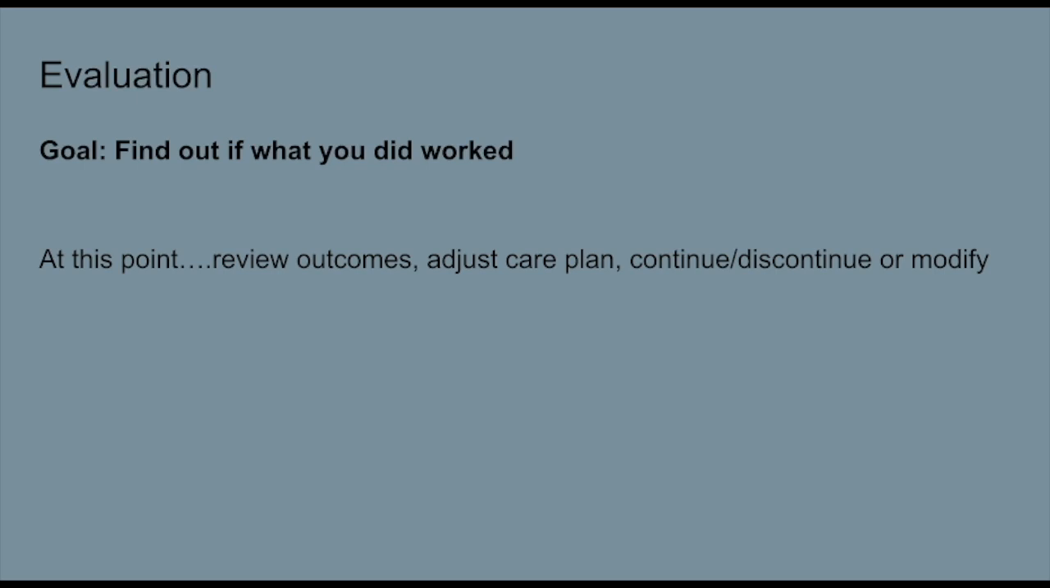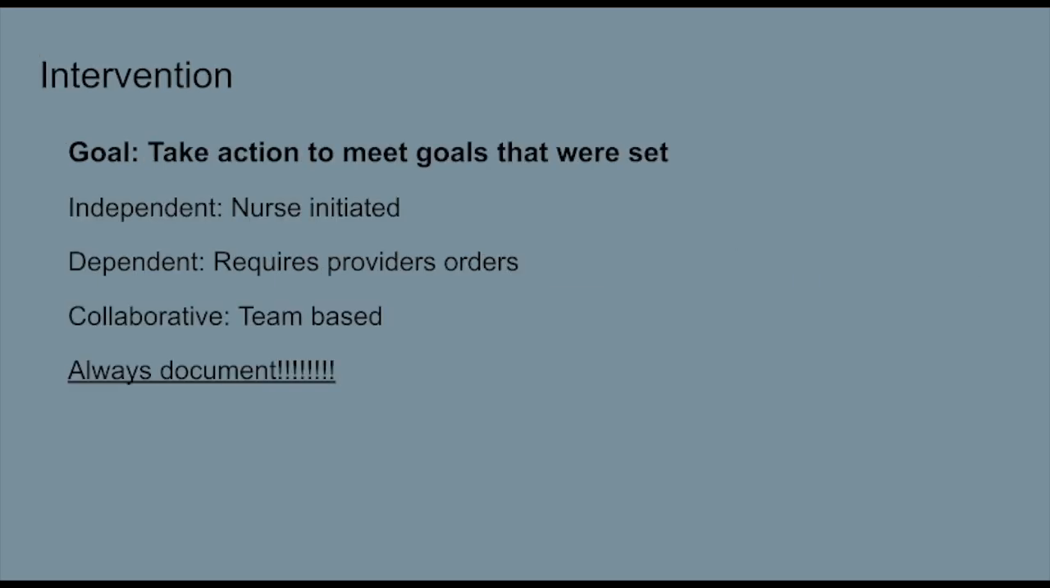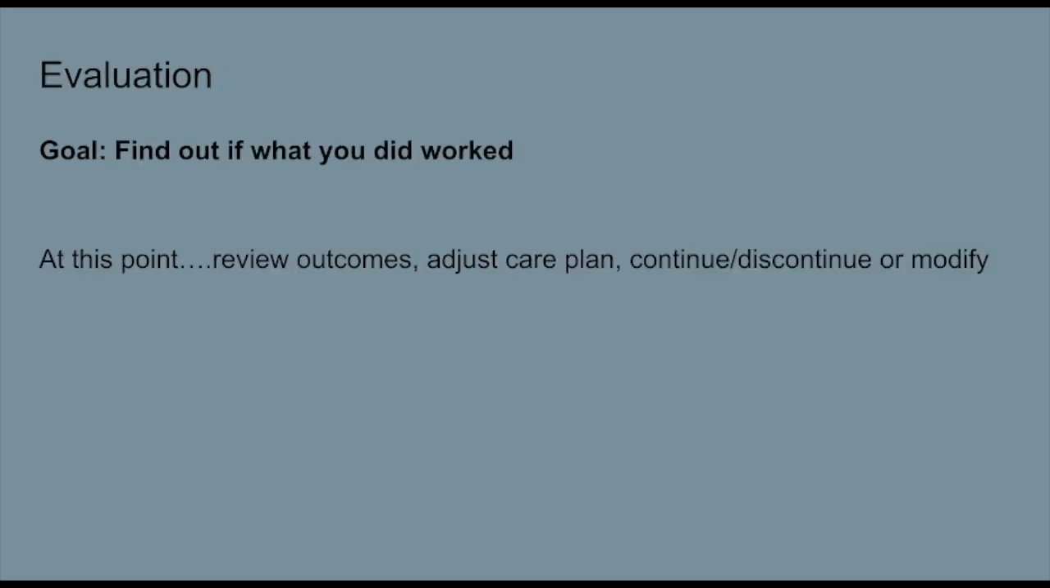Evaluation. The goal here is to find out if what you did worked. So we have a patient, we assess the patient, we diagnose the patient. Now we're planning what to do for this patient. After we planned it, it's time to put our plans in order, which is intervention, and then finally evaluation. Did what we do work? At this point, you'll review outcomes, and continue, discontinue, or modify the care plan.